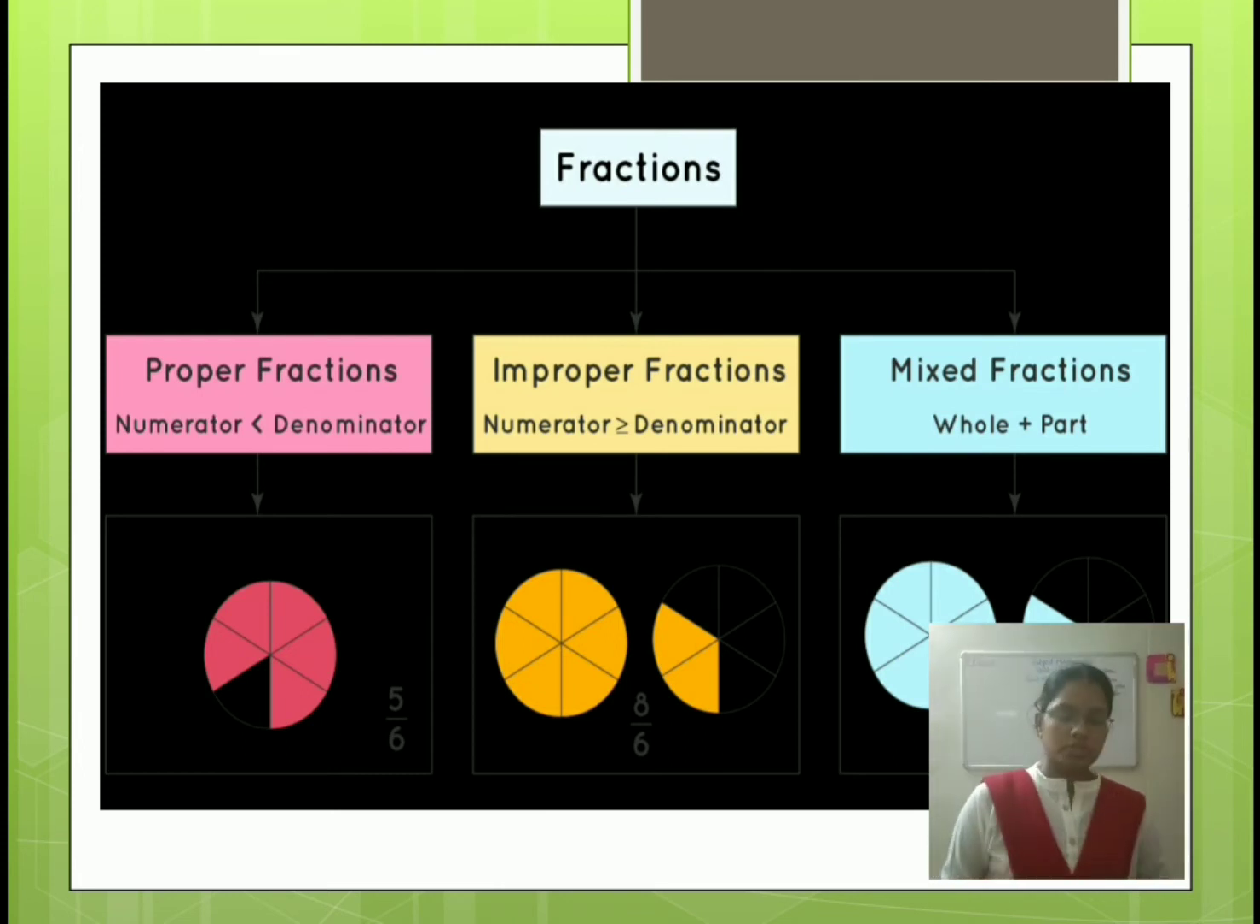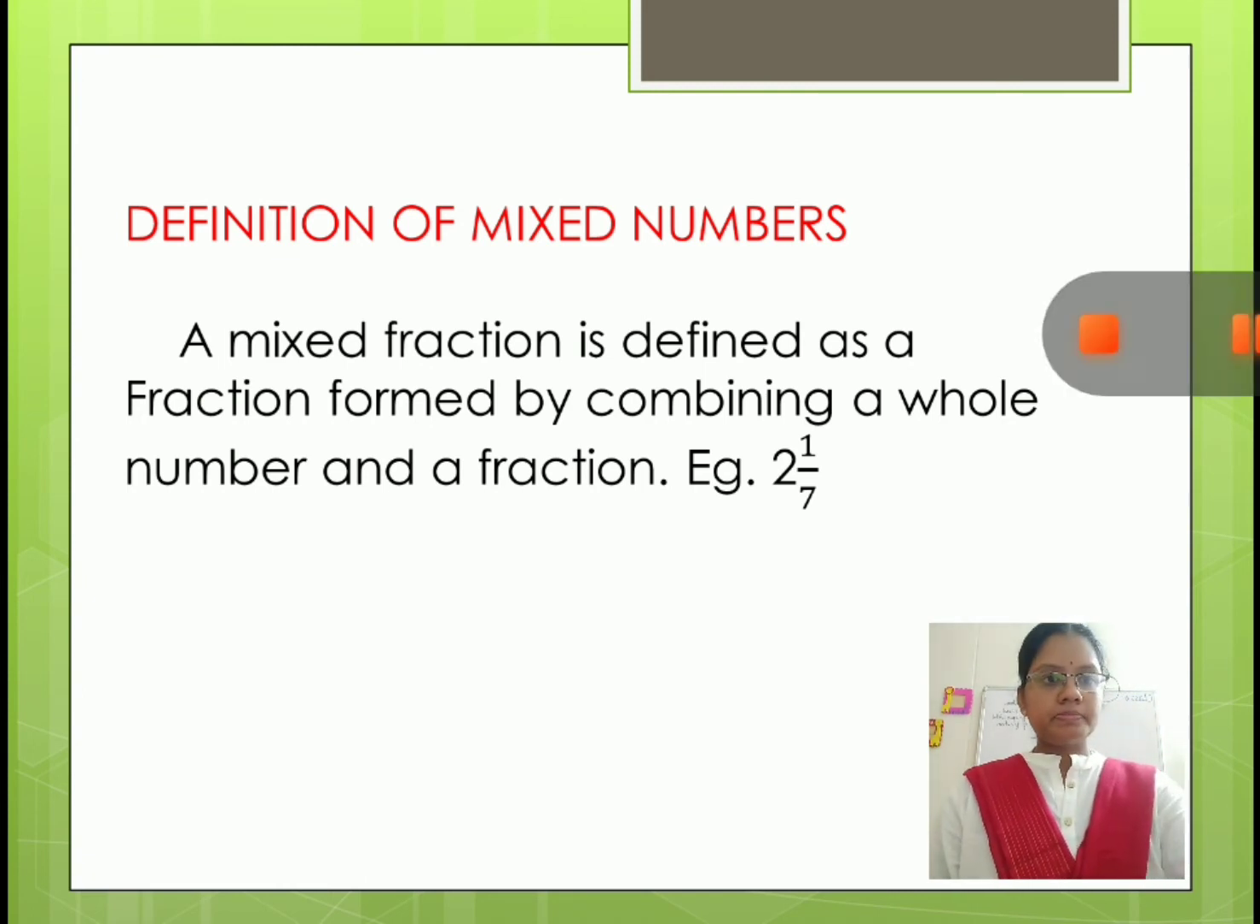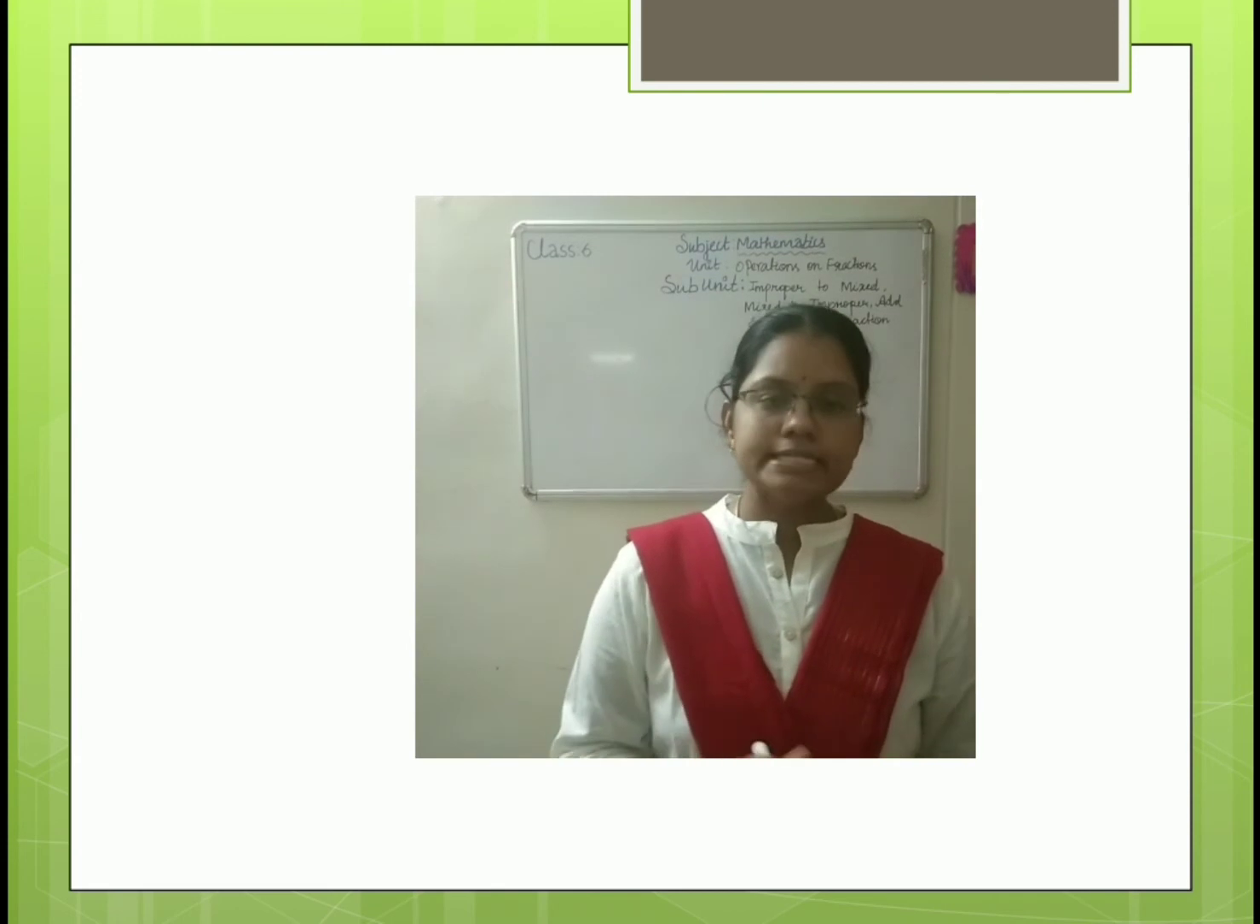Okay, students. First, let us see the definition of mixed numbers. A mixed fraction is defined as a fraction formed by combining a whole number and a fraction. As it is very clear, it includes a part of a fraction and it includes the whole number also. So we are going to see the operations on mixed numbers. Now first let us see how to convert an improper fraction to a mixed fraction.